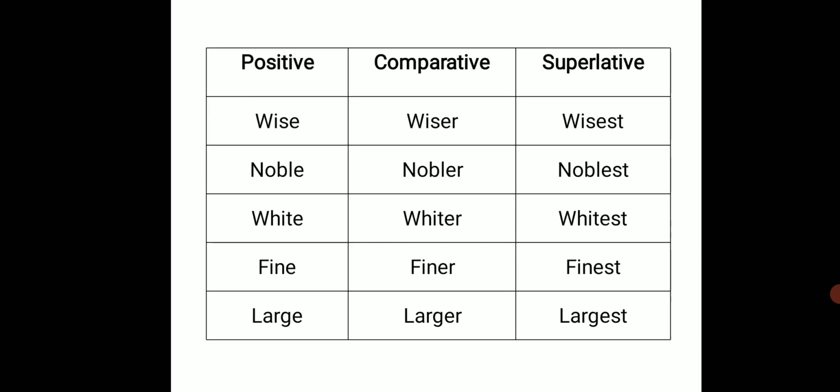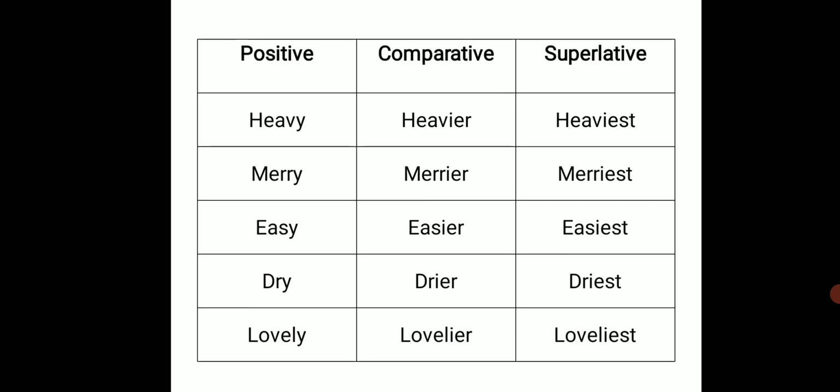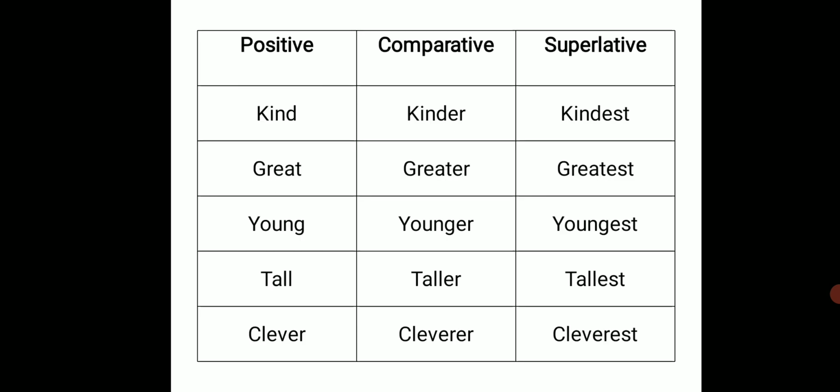And here is another list: wise, wiser, wisest. These are regular ones. Noble, nobler, noblest. White, whiter, whitest. Large, larger, largest. Heavy, heavier, heaviest. Lovely, lovelier, loveliest. Great, greater, greatest. Young, younger, youngest. Tall, taller, tallest. You have already come across this example in the previous session. Clever, cleverer and cleverest.